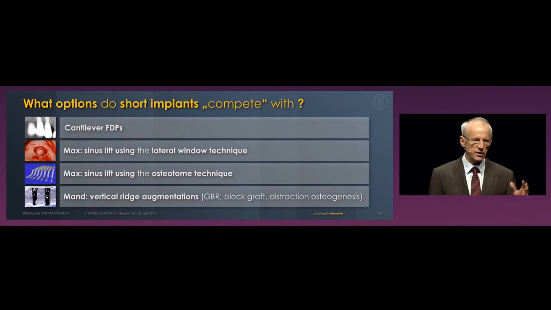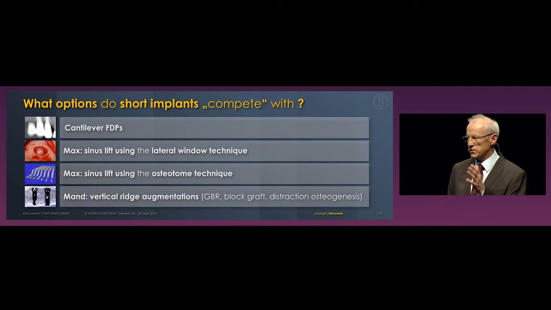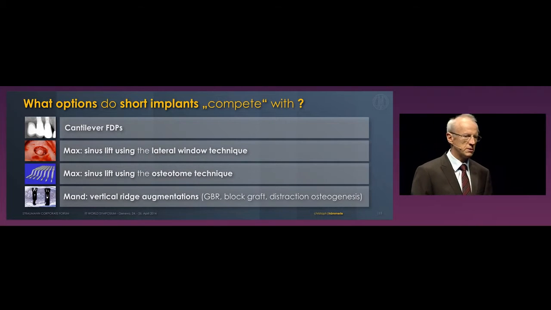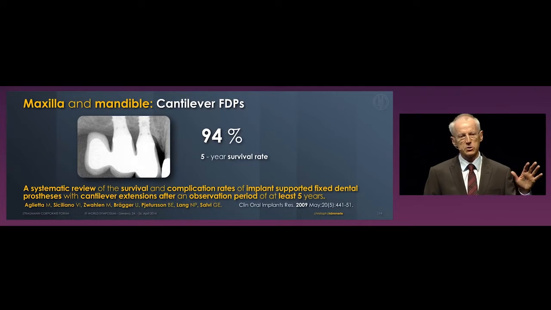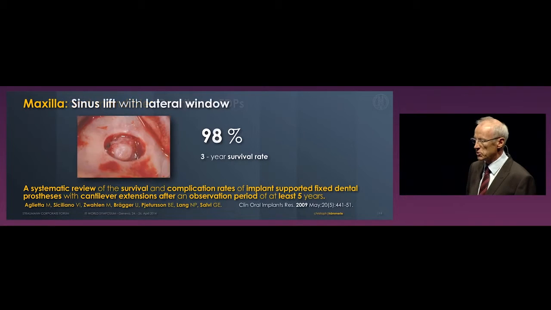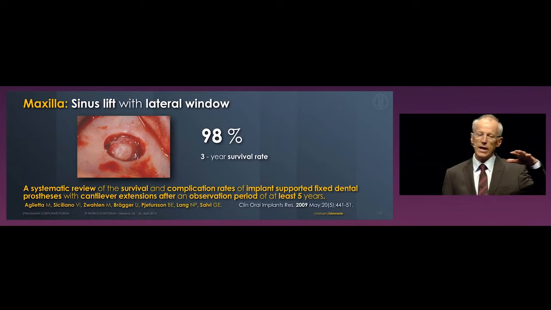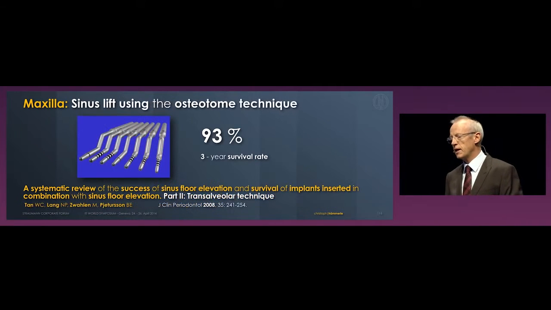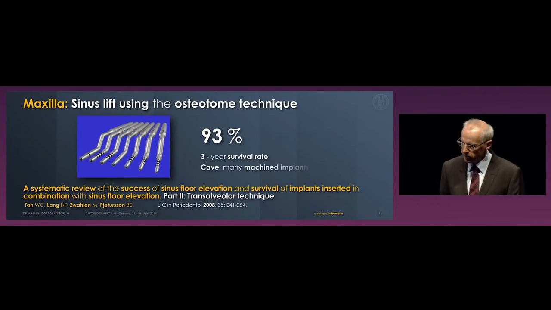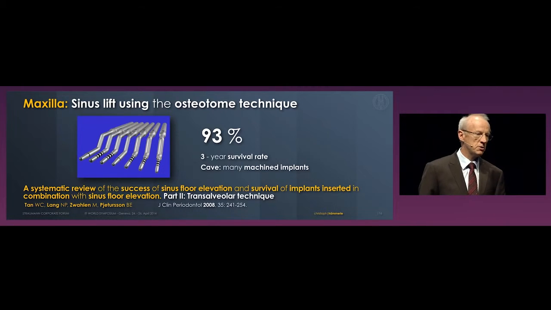And I have a list. These are the cantilevers in clinical practice, sinus floor elevations, maybe osteotome technique, and vertical ridge augmentations. Let's look at their documented survival rates, just quoting some systematic reviews. 94% for cantilevers over 5 years. 98% 3-year survival rates for lateral window technique and sinus lift. Osteotome technique, 93%, a little lower, but we have to be careful. In the studies, there were many machined implants.